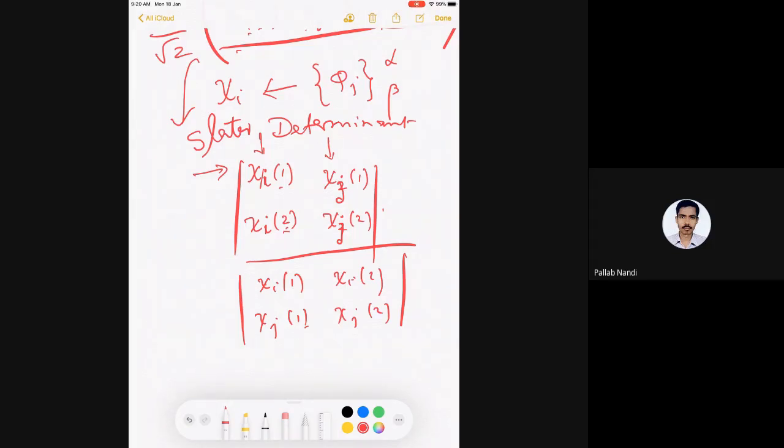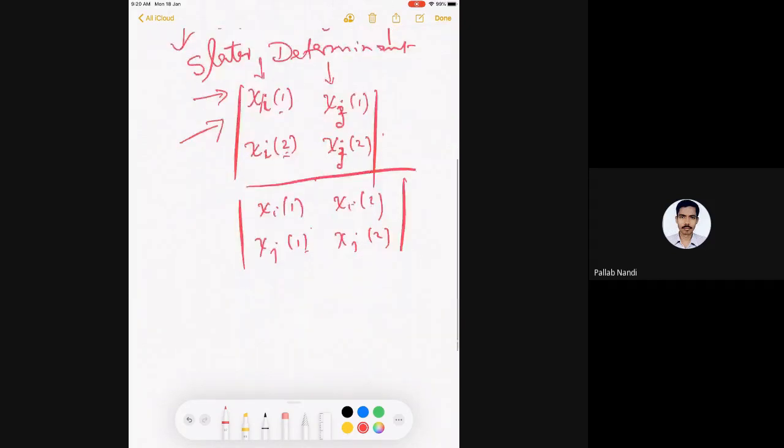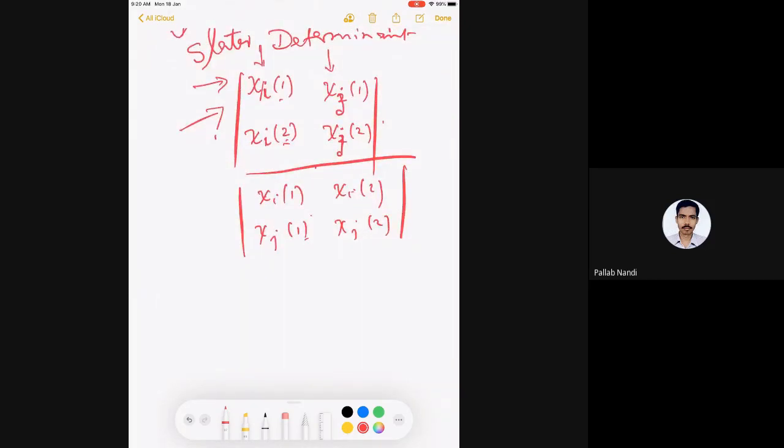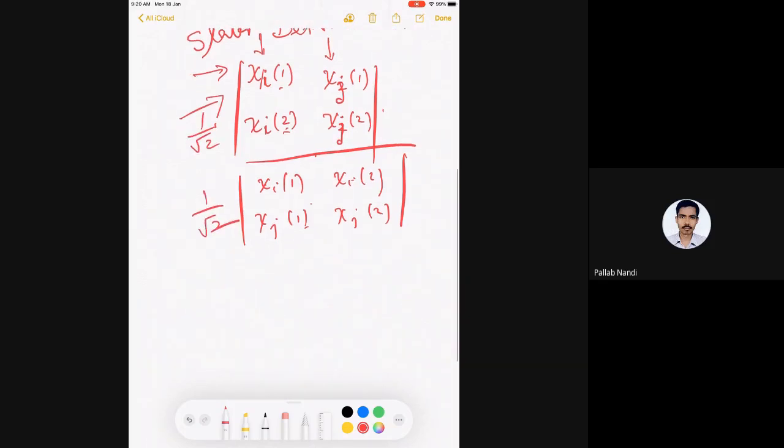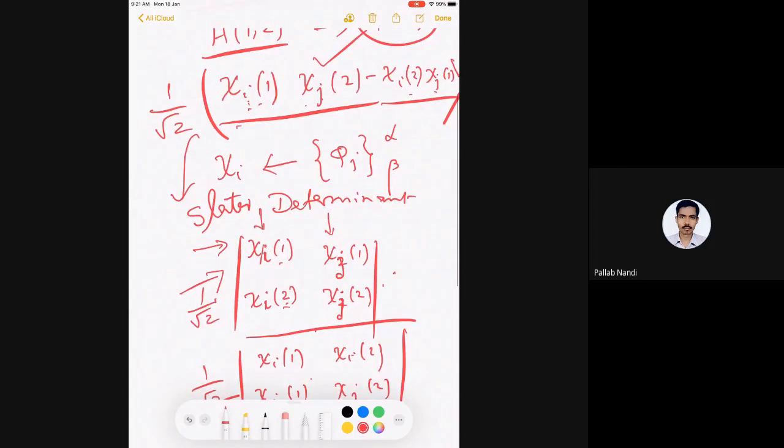I am using this notation because in the text of Szabo and Ostlund, if I remember, this notation has been used. But please remember that this can be interchanged. There is nothing hard and fast that you have to use the spin orbital in the column and coordinates in the row. You can interchange this. In any case, I will continue to use this as the building block. If you look at this determinant and multiply by 1 by square root 2, I will justify the 1 by square root 2 a little bit later in terms of normalization, you see that this or this is actually representing this. I hope it's very clear.